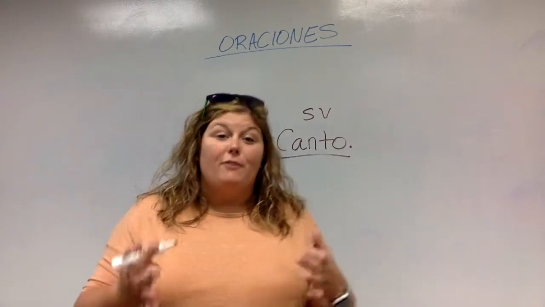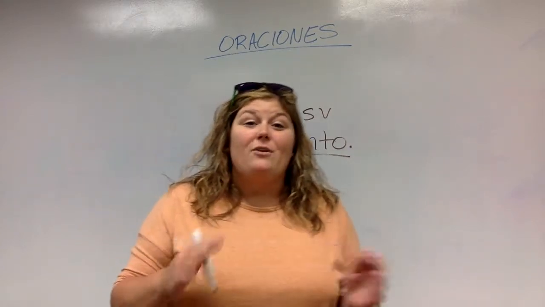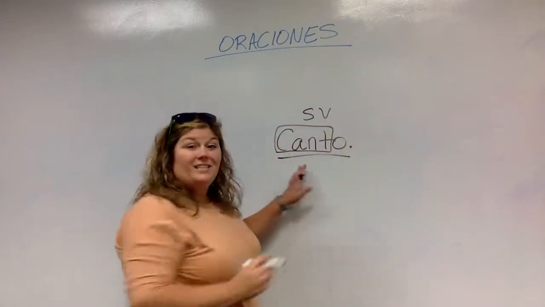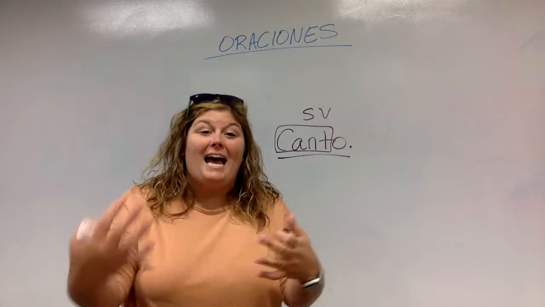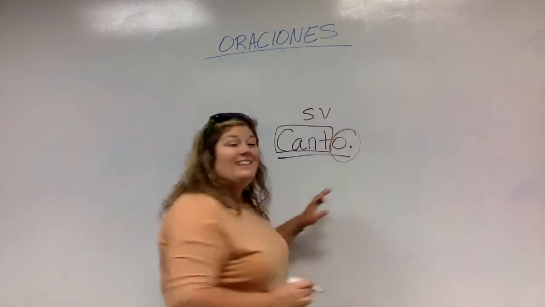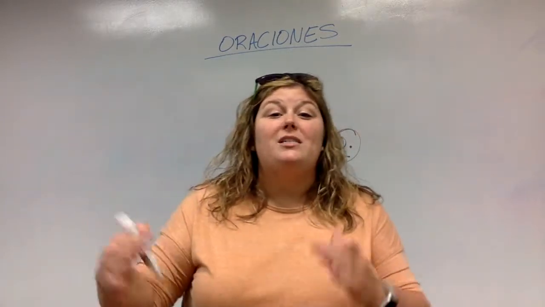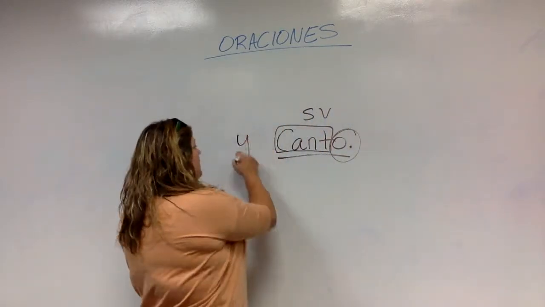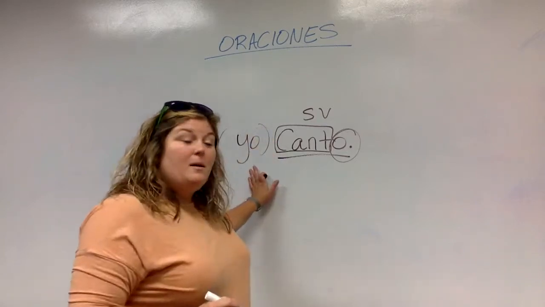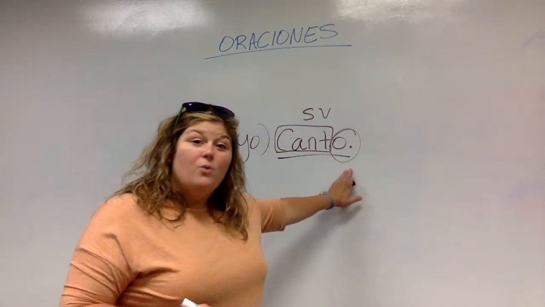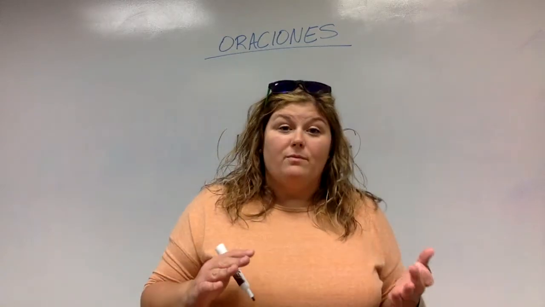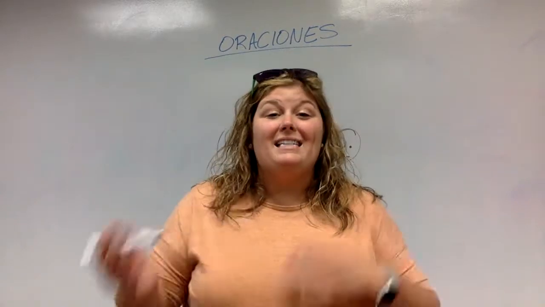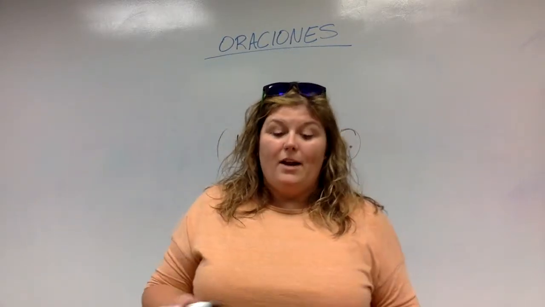Remember, when we talked about verbs, we say that a verb is broken down into two parts. The root, or the stem, which tells us the meaning, what the action is, and then the ending. The ending tells us who is doing the action, the subject. So I don't actually have to put yo in front of it, because the ending, the O, tells me that the subject is yo. See? So this right here is a sentence all on its own. Canto, I sing.